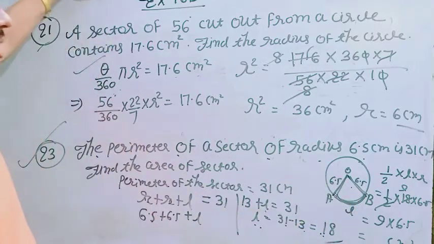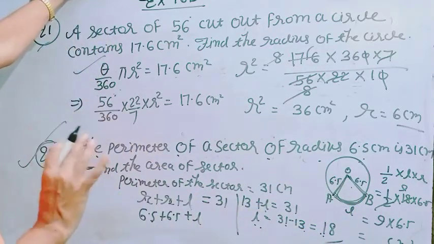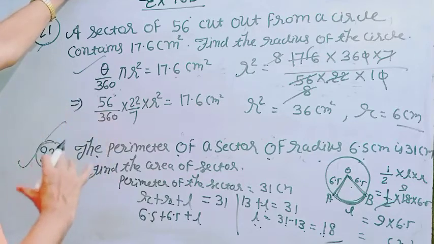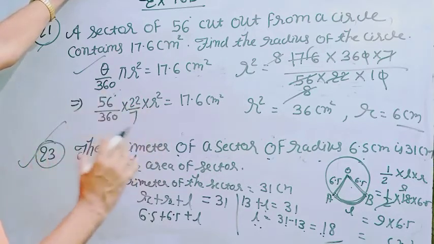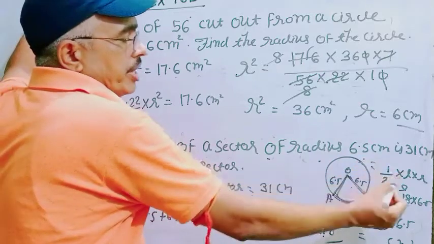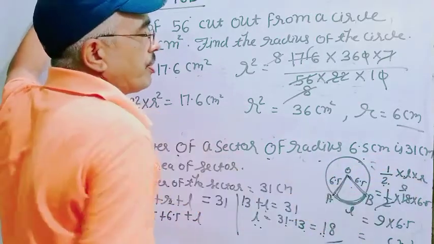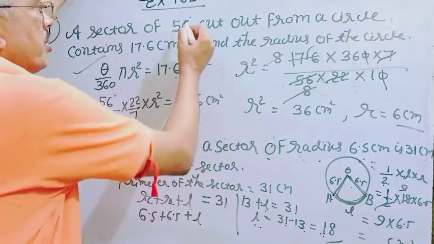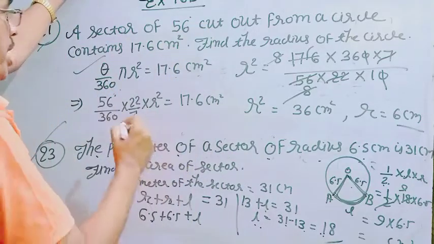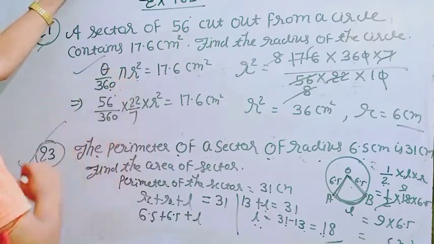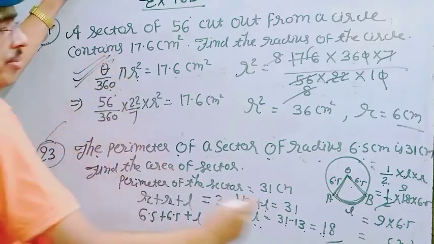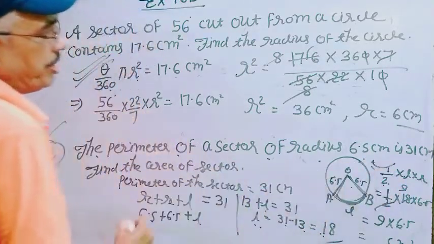So dear student, if perimeter is given, then you can find easily what is L. If your relation is to L and R, then use the second formula of the sector, which is 1 by 2 into L into R. But if your question gives theta and the radius, then use the formula theta by 360 pi r square. Both are formulas of the area of the sector.